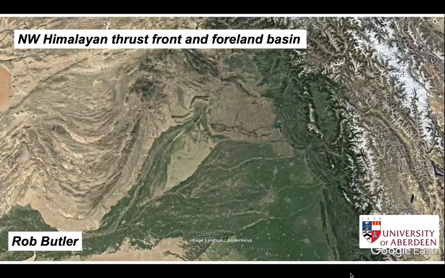The Punjab region of northwest India and northeast Pakistan is crossed by 5 great river systems that run out from the Himalayas. They're the Sutlej, the Ravi, the Chenab, the Jhelum and the Indus. And these are feeding sediment out into a basin area adjacent to the mountains. This is the Himalayan foreland basin.